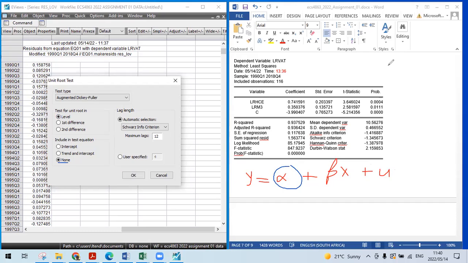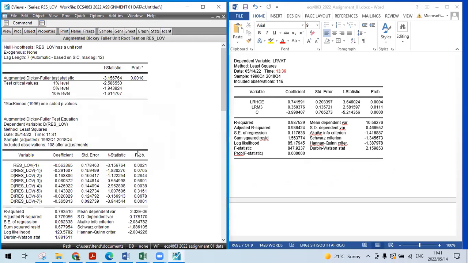Right? Fine. So if you have this one, you click OK. This is what I have. If you look at what I'm having here, tell me, is it stationary or not? Stationary. How many stars? 3 stars. So what's your conclusion? There's a co-integration between the variables. Yes, that's how we do it.